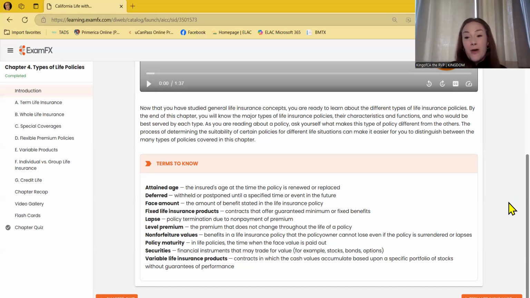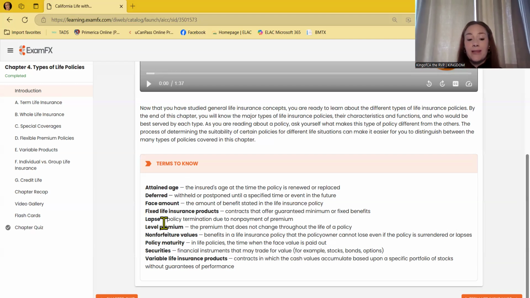All right, next is deferred. You're going to hear this word a lot, but deferred means to push out, to postpone, to hold back. The word deferred means withheld or postponed until a specific time or event in the future. Think of payments. Let's say you have a payment coming in and you just don't have the funds right now. So you get a hold of the company and say, hey, can I pay it on Thursday? That's deferring it. Let's push it back.